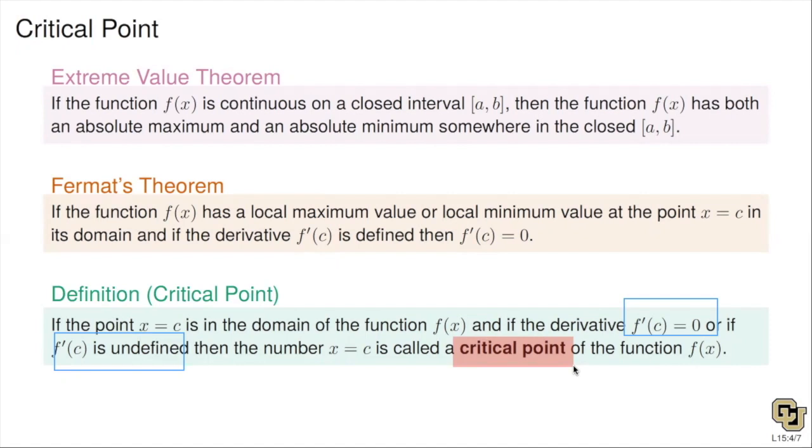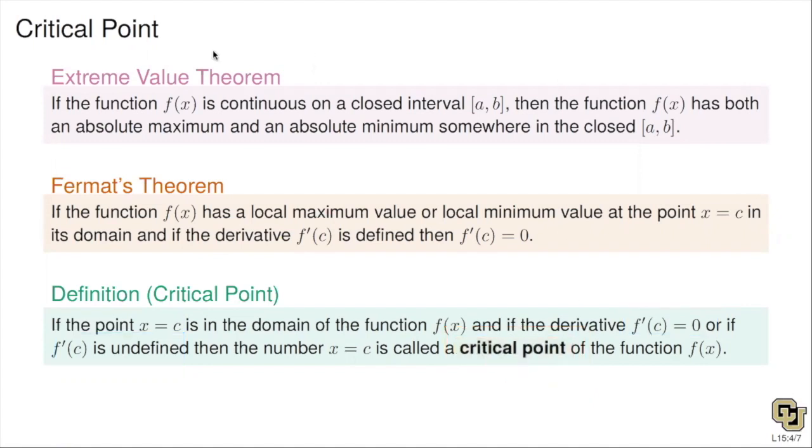Remember, Fermat's theorem is not an if and only if. Fermat's theorem says, if we have local extrema and if the function is differentiable, then it's going to have horizontal tangents. It doesn't say if it has a horizontal tangent, then we for sure have local extrema. So critical points are one of the first places we're going to check to see if there are extrema there. And when I say check, I'll tell you how we check.